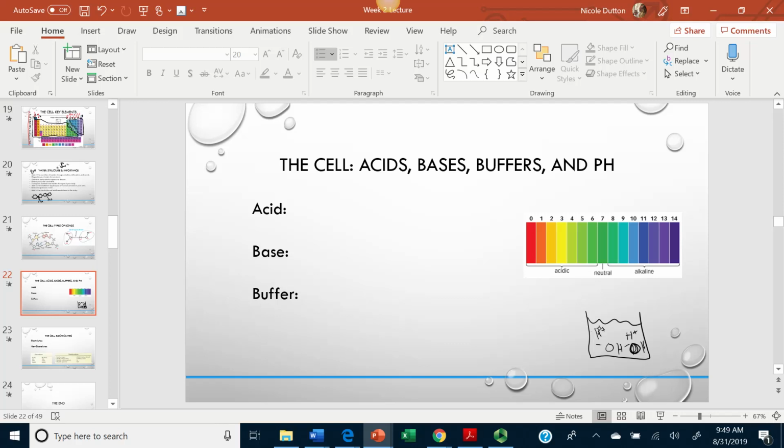Now if we put these together, we have HOH, basically H2O, that's water. But in solution, once they're separated from each other, we have these positively charged hydrogen ions and these negatively charged hydroxide groups. If you have an excess of positively charged hydrogens, that's what's known as an acid. So an acid has a high concentration of hydrogen ions.